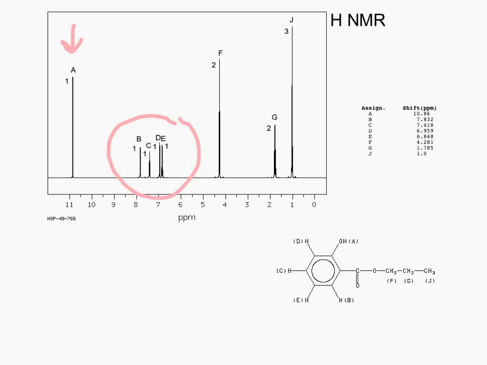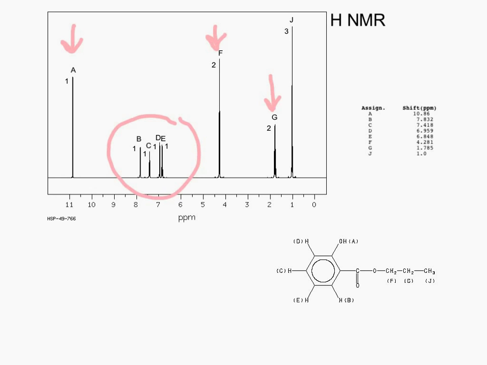Proton F, which is here in the structure and here on the spectra, represents the CH2, which is closest to the ester functional group here, which is causing it to shift further downstream than protons G and J, which are here and here. Proton G is located here at 1.785, and it is further down than J because it's closer to the ester but not as close as F. And then proton J, which is here in the structure, is at 1.0, and that is representing the CH3.